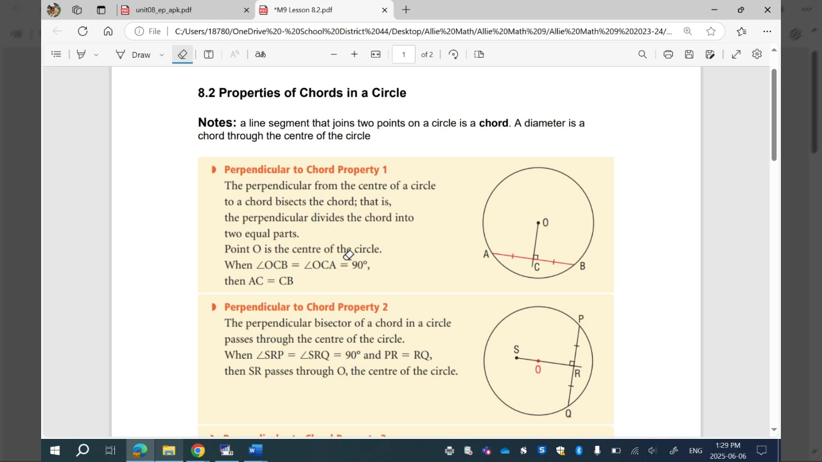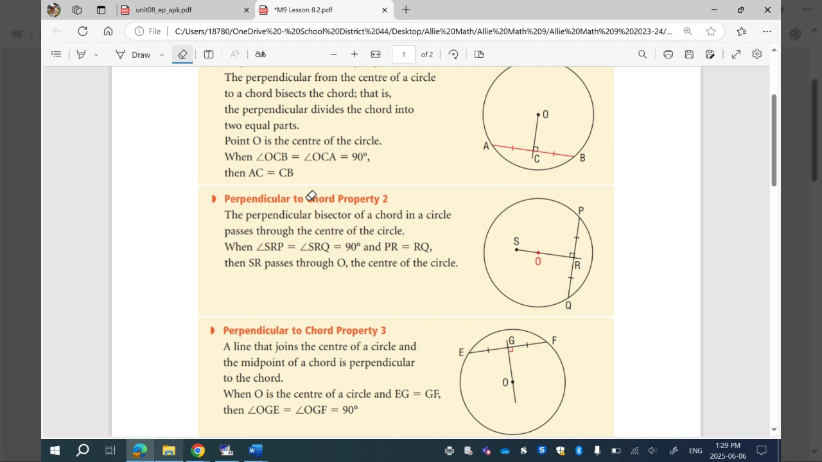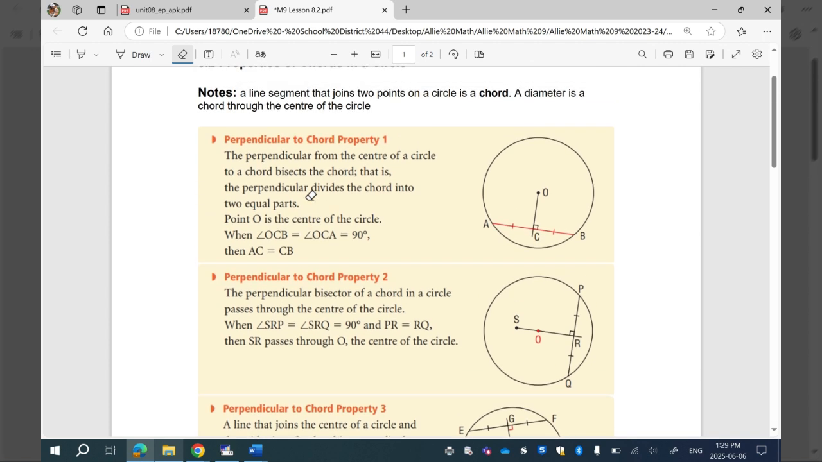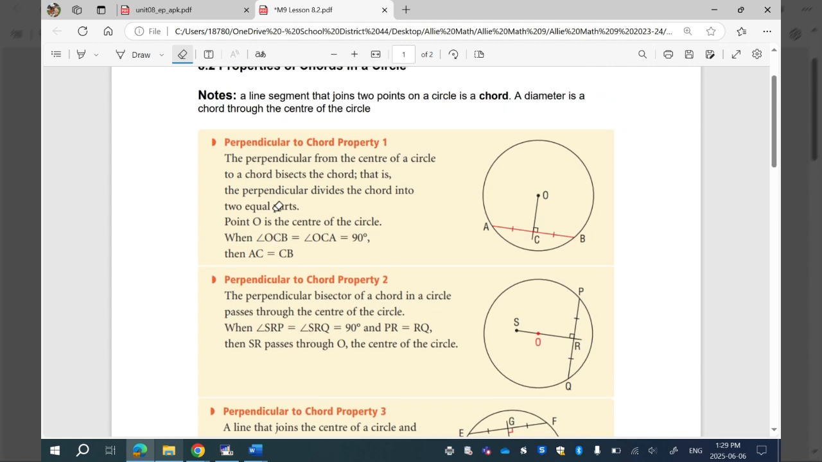Everybody, here we are, 8.2 properties of chords in a circle. First the definition, and then I'll go over the properties. In a way, the properties are all going to kind of feel the same, but they do suggest something a little bit different. It looks like a lot, but it's kind of all the same idea.